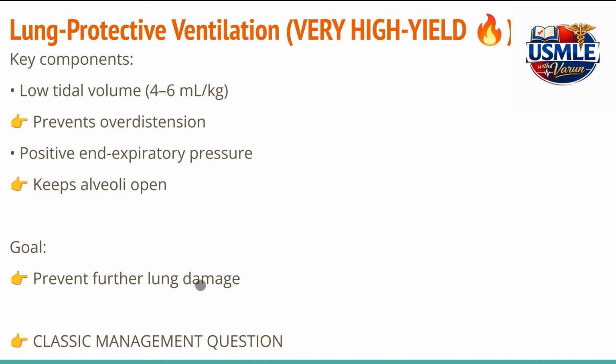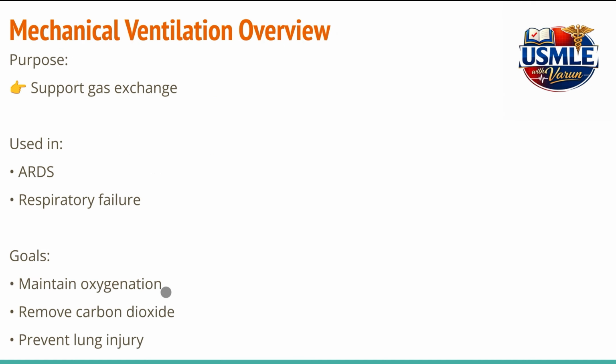This prevents the repeated collapse and reopening, which would otherwise cause further lung injury. Now let's understand mechanical ventilation more systematically. So the goal is to maintain the oxygen levels. The second thing is that we need to remove the carbon dioxide, and thirdly, we need to avoid causing additional damage, additional lung injury.